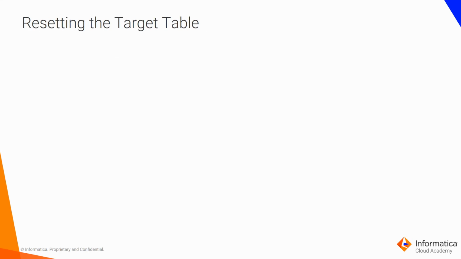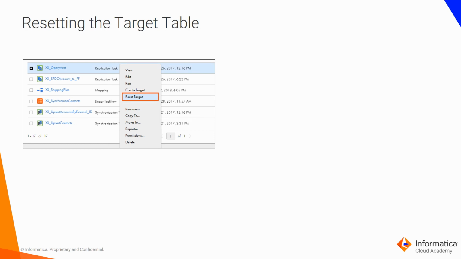When you look at a list of data replication tasks, you will notice that there are some additional options that are not available with data synchronization. One of those is the Reset Target option. This option gives you the ability to drop the target table. So through Informatica Cloud, rather than having to go to the database, you can actually drop the table.